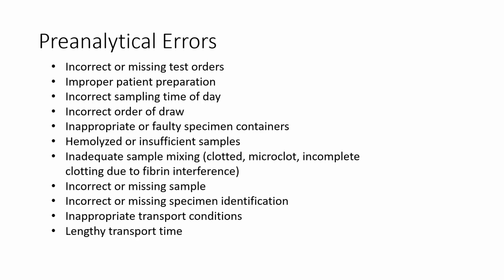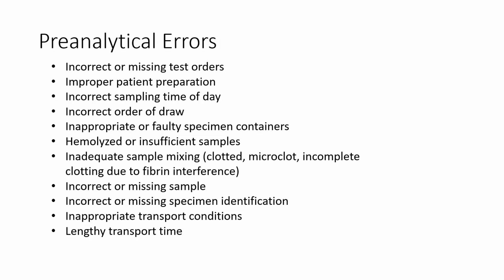Incorrect or missing sample. Sometimes when you're working in specimen processing, the bag comes and there's just no blood tube for that particular test that was ordered. There may be other blood tubes in the bag, but they aren't appropriate samples to be used for the test that was on the order. So if you have the wrong sample or no sample at all, that could be a source of preanalytical error.